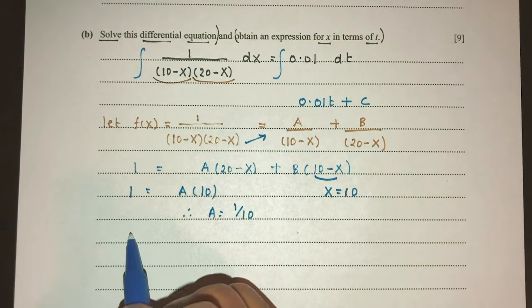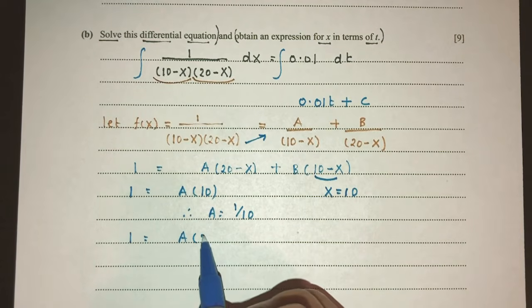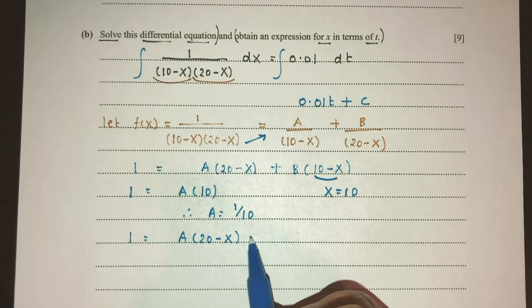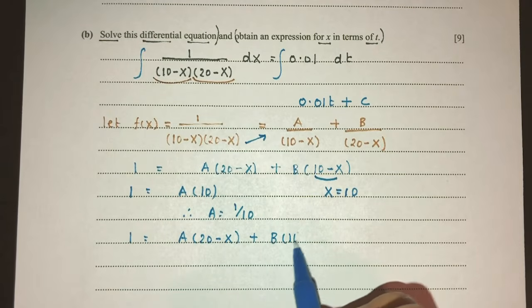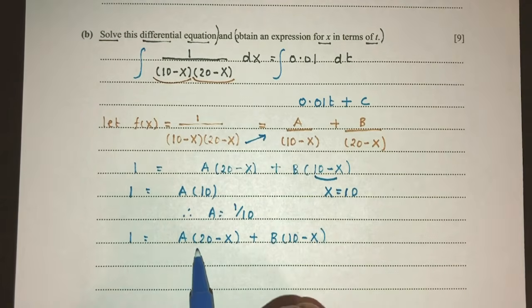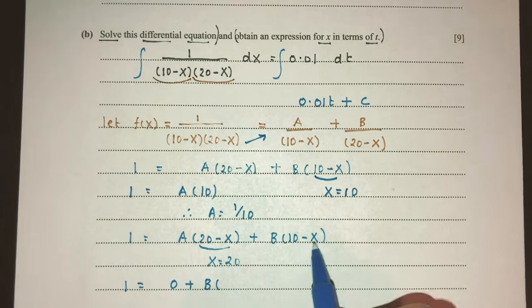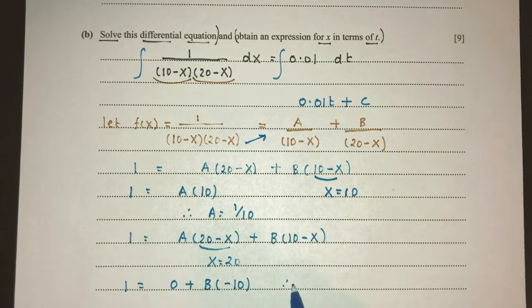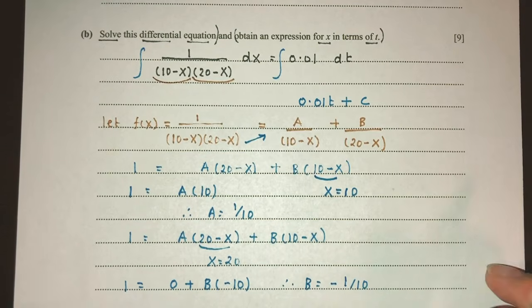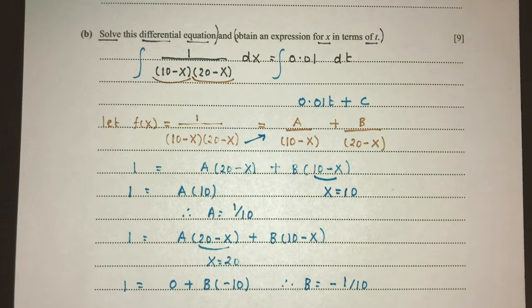Now one more time, you will have 1 equal to a 20 minus x plus b 10 minus x. Now let's eliminate a. So we take the value of x to be 20. That will be 1 equal to 0 plus b 10 minus 20 will be minus 10. So b will be equal to minus 1 over 10. Okay, so let's move on to the other page to have more space now.